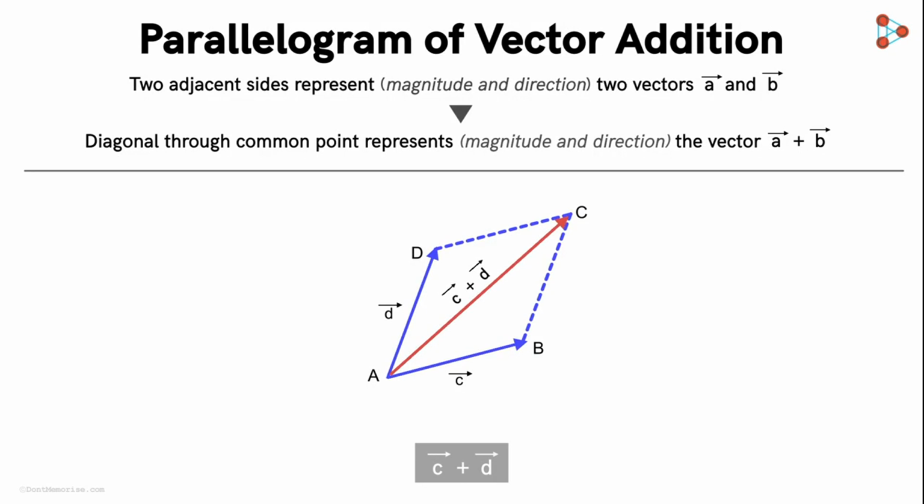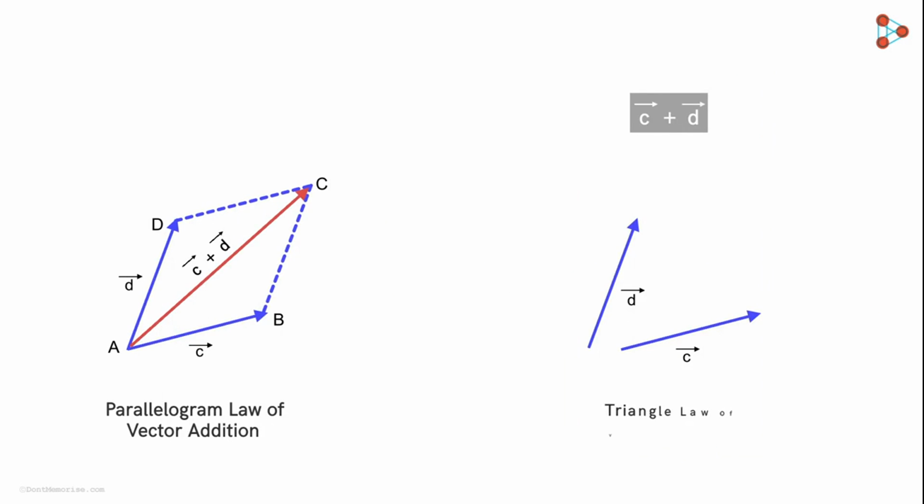But now wait. In the previous video, we saw that the sum of two vectors is given by the triangle law of vector addition.